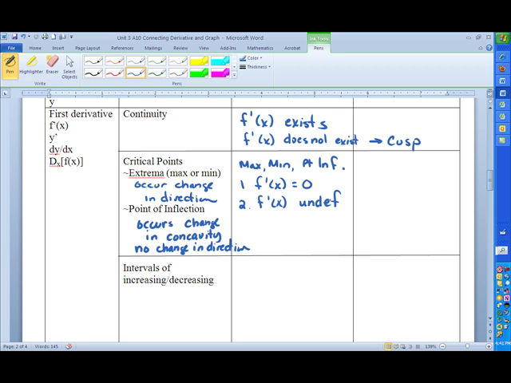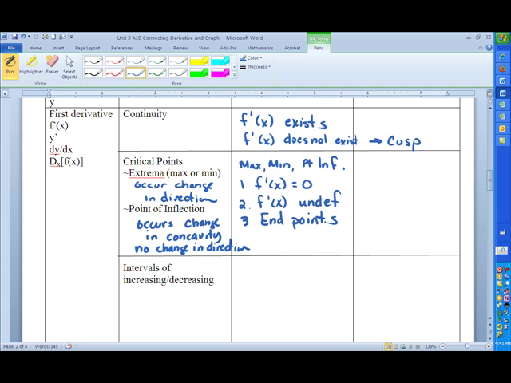It can give you a max in the case of the cusp. It can give you a point of inflection in the case of a curve that doesn't change direction. And then you always have to check endpoints. So there are three situations in which you will find maxes, mins, and points of inflection.